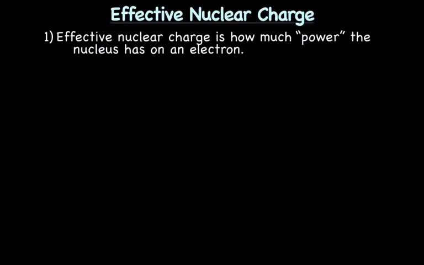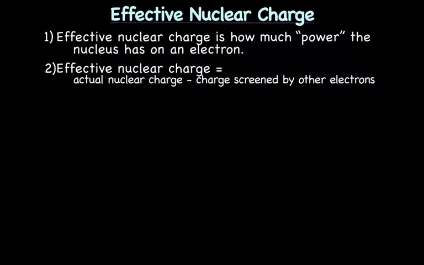The next underlying reason for periodic trends is something we call the effective nuclear charge, which may not be the same as the actual nuclear charge. The effective nuclear charge is how much power the nucleus has on an electron. And the reason it's called effective nuclear charge as opposed to just nuclear charge is that the effective nuclear charge is the actual nuclear charge minus the charge screened by other electrons.